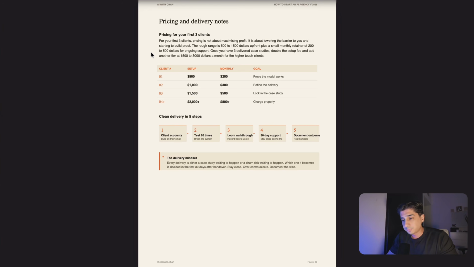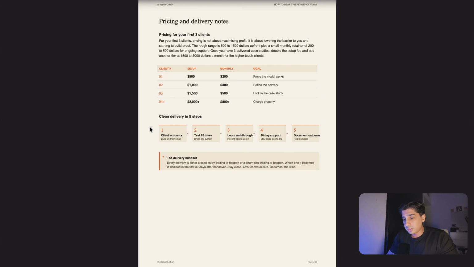So client 1 could be $500. Again, your goal is to prove that the model works. Client 2 could be $1,000. Basically, you're refining the delivery. 3 is lock in the case study, and then 4 is when you can actually start charging proper market prices, and you're never going to get a no, because now you are the expert, right?